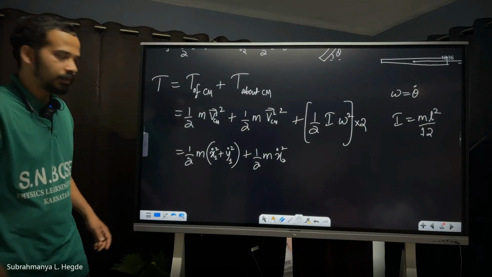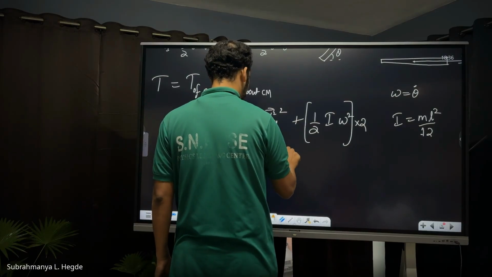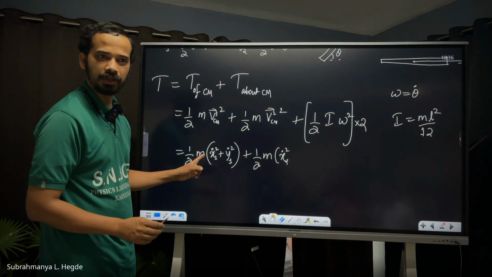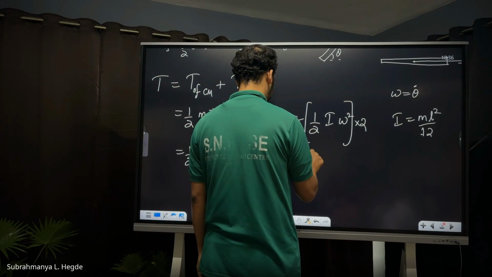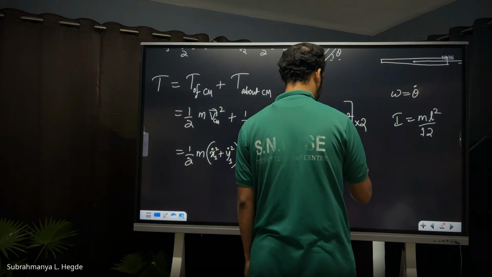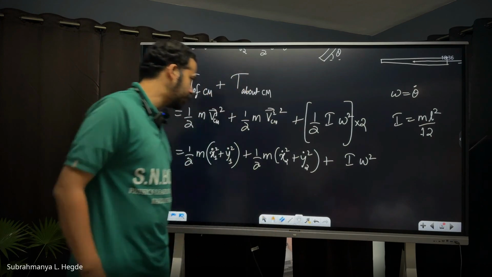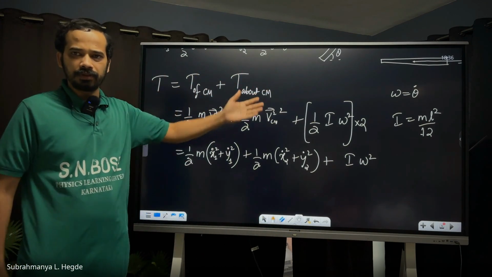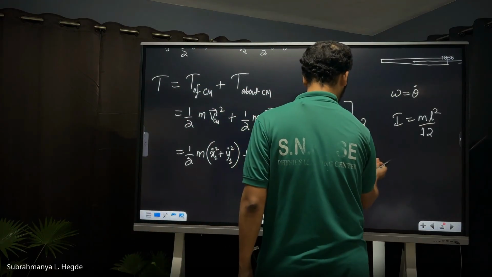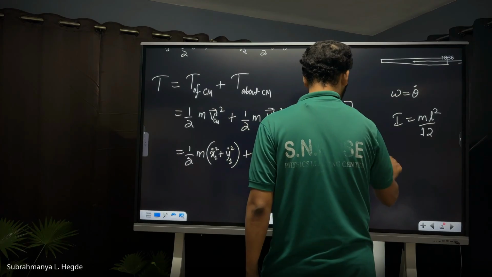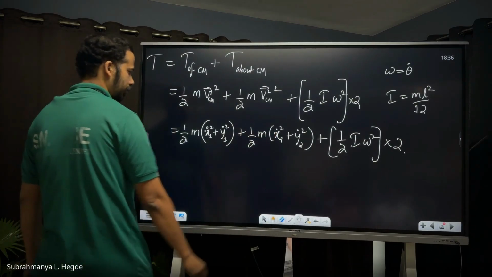Is that okay? So now you see this one. Half m x2 dot square plus y2 dot square, plus what is this one? That is I omega square simply. Because you have two rods, the whole thing you can multiply by 2 actually. The whole kinetic energy term you can multiply by 2. Half I omega square into 2. Or I can cancel out that 2 here.